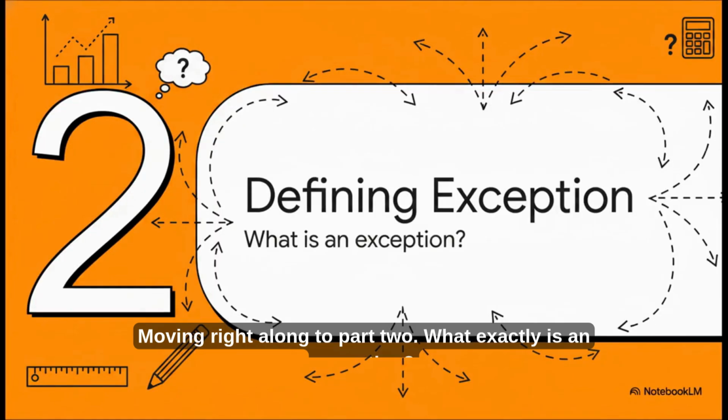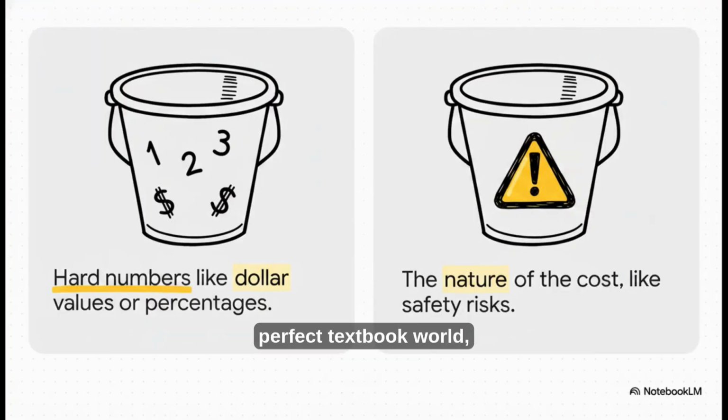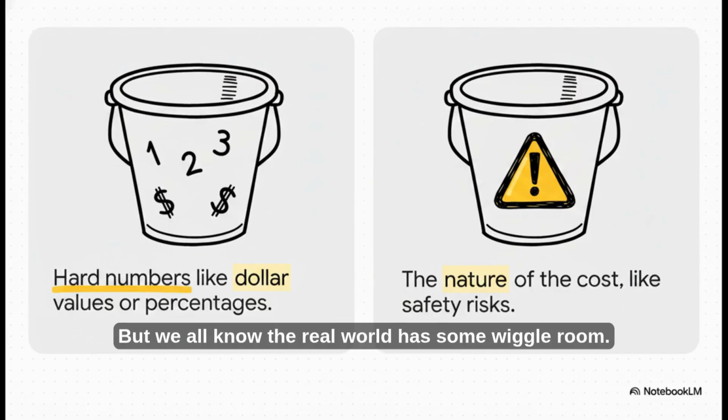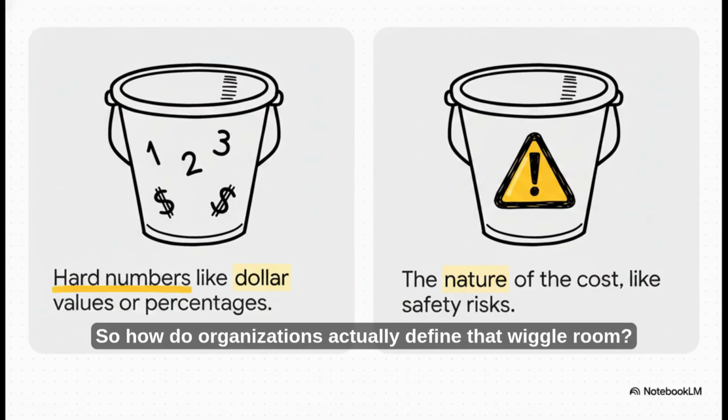Moving right along to part 2. What exactly is an exception? So, in a perfect textbook world, our actual results would match our carefully planned budgets exactly. But we all know the real world has some wiggle room. So how do organizations actually define that wiggle room?